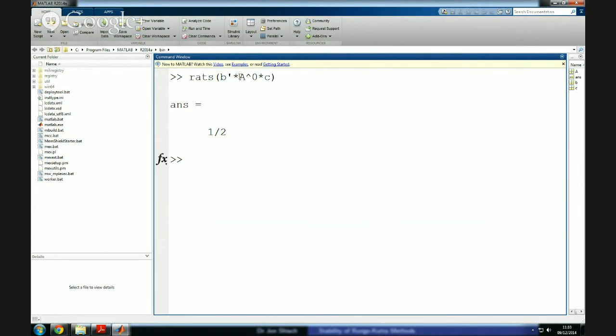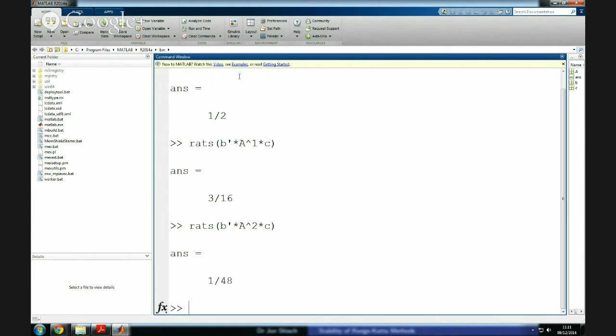So this half is our coefficient of Z squared. We already know it's 1 plus Z, and the next one is going to be something times Z squared. The calculation is B transpose times A to the power 0 times C. So that's the coefficient of Z squared. The coefficient of Z cubed is exactly the same, but I've just increased the power of A. And we get 3/16. Do the same for Z to the power 4: 1/48.